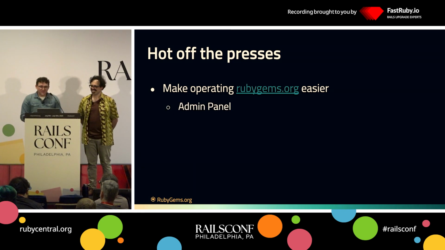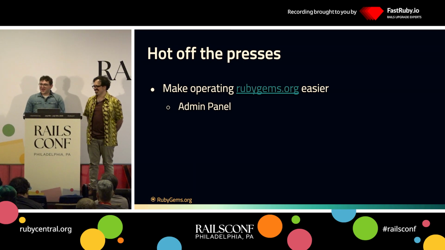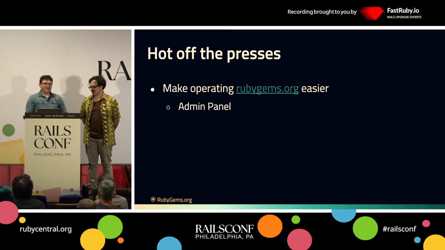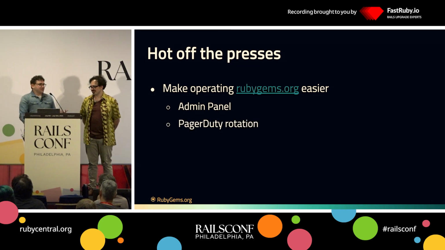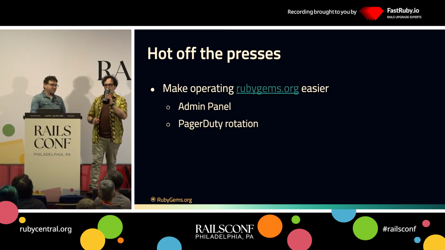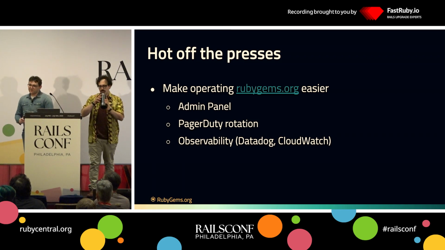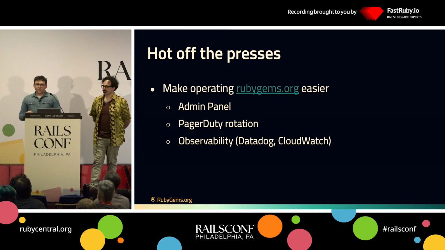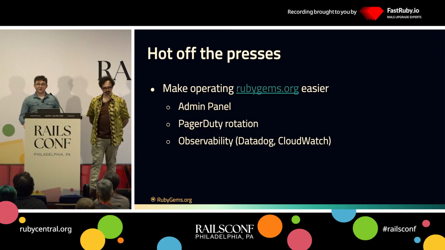Fair. So, for example, we now have an admin panel where we can yank gems instead of having people SSH onto production machines. There's a PagerDuty rotation, so if you're on a bus, at least you know you're going to get paged while you're on that bus. We have all the cool modern observability stuff, so when things break, we can figure out how and why they broke, and maybe even fix what broke.